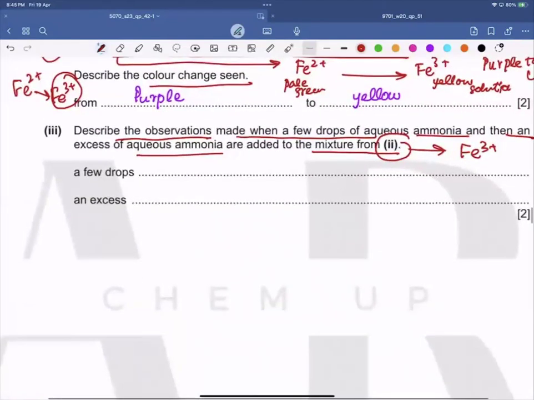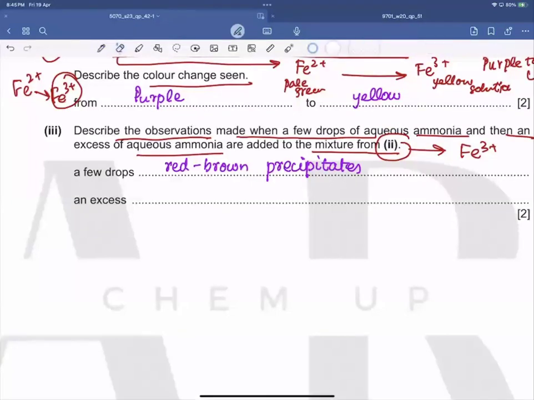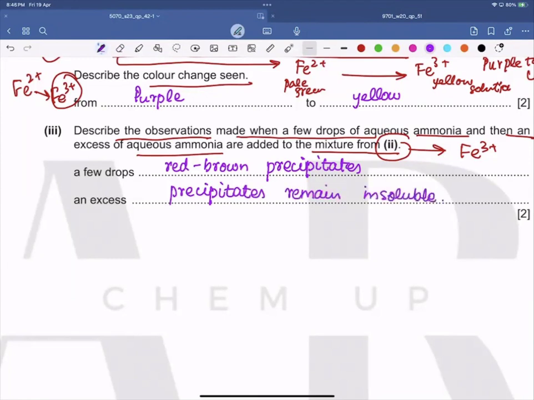So with few drops, we will write red brown precipitates, and then in excess we will write precipitates remain insoluble. Is this understandable to all of you?